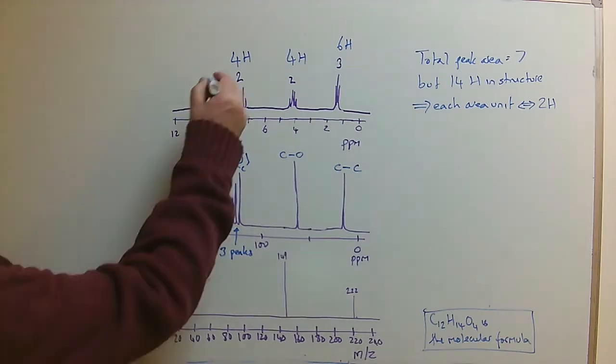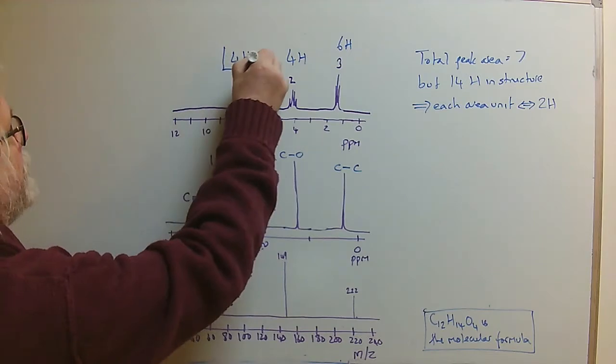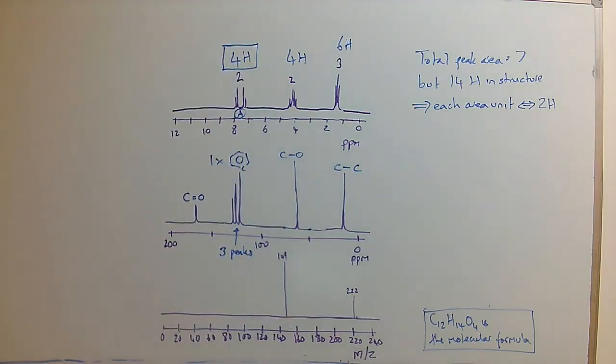And the key bit of information is that there are 4 hydrogens. And that's hugely important, because that tells us that we have an aromatic ring with 2 substituents, with 2 things stuck on it, which just leaves room for 4 more hydrogens.